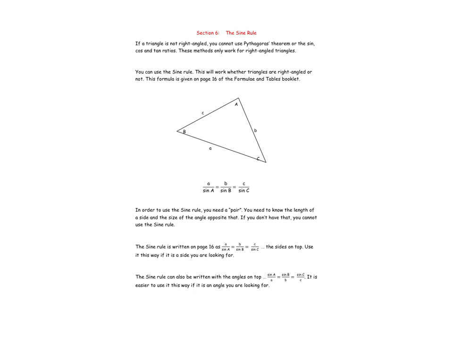So we can't use Pythagoras' theorem or SOHCAHTOA, so we use another type of rule, which is called the sine rule, and this will work for right angled and non-right angled triangles. It's given in the formula and tables booklet on page 16, so you don't have to learn it off by heart. And this is the formula that we use. So a over sine of a is equal to b over sine of b is equal to c over sine of c. Above is what you would see in the formula and tables booklet on page 16 as well.